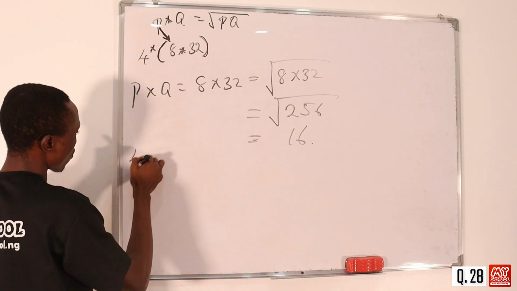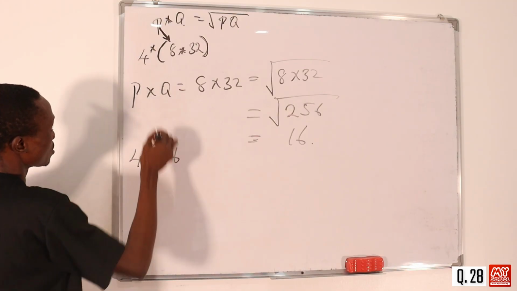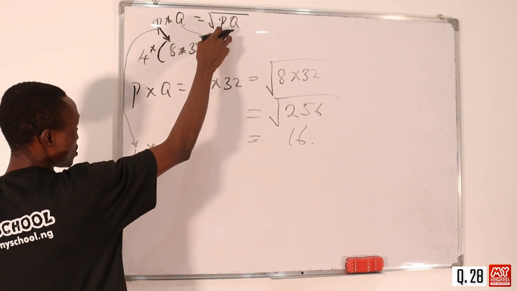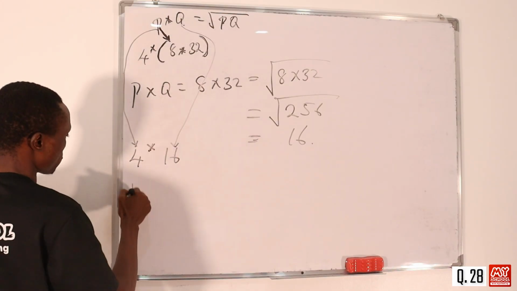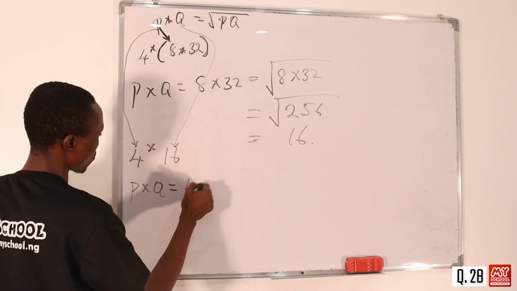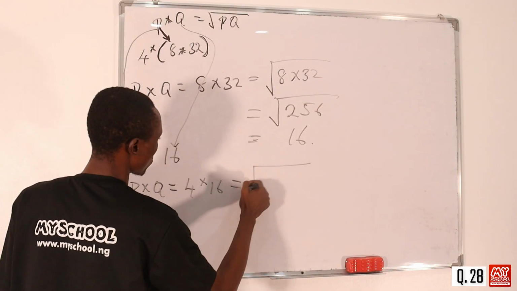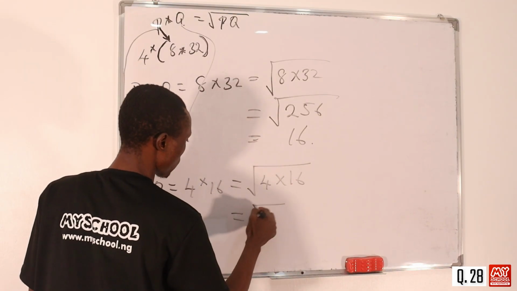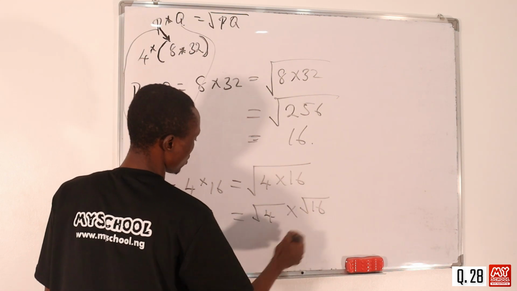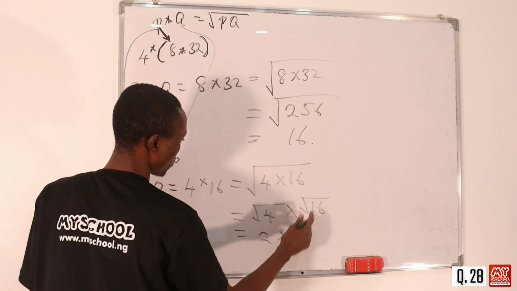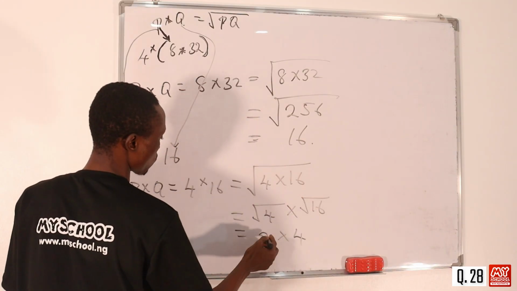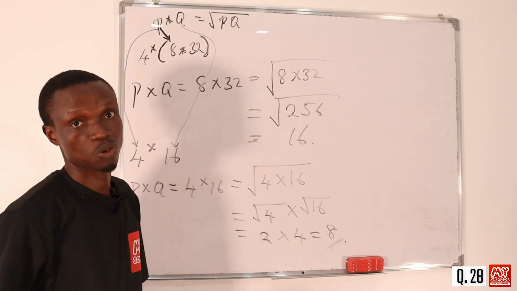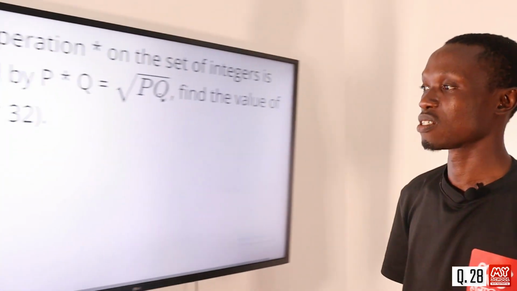So now we are having 4 star 16. So in this case, our p will now be 4, while our q will now be 16. So we resubstitute it into the given expression, so p star q will now be equals to 4 star 16. This will be equals to root 4 times 16. Let's take it gradually. This is the same thing as root 4 times root 16. So root 4 is equals to 2, then times root 16 is equals to 4. So 2 times 4 is equals to 8. So let's return back to the screen to pick the correct answer to this question, and that is option A, 8.